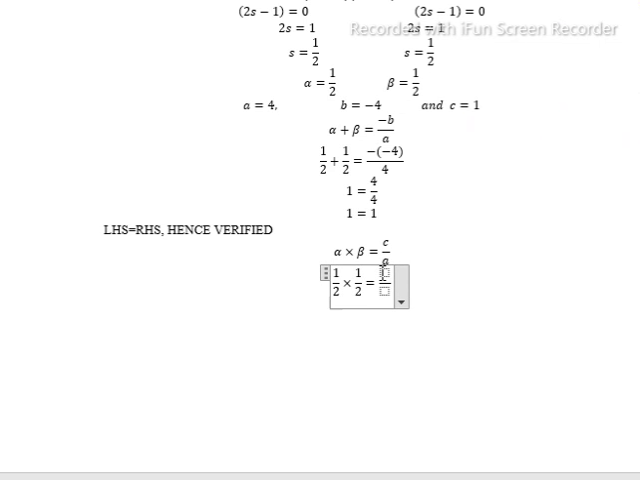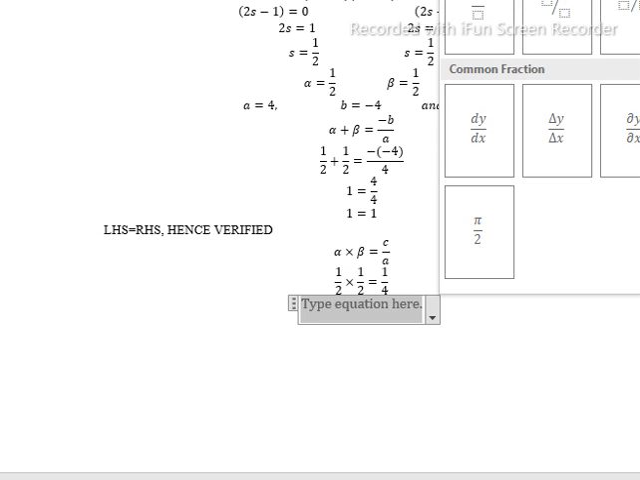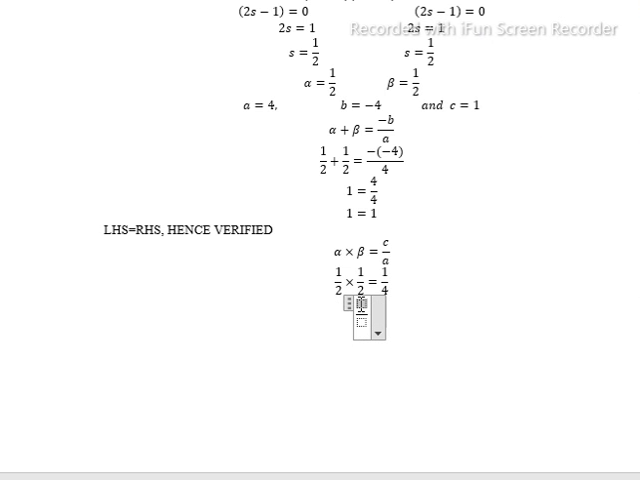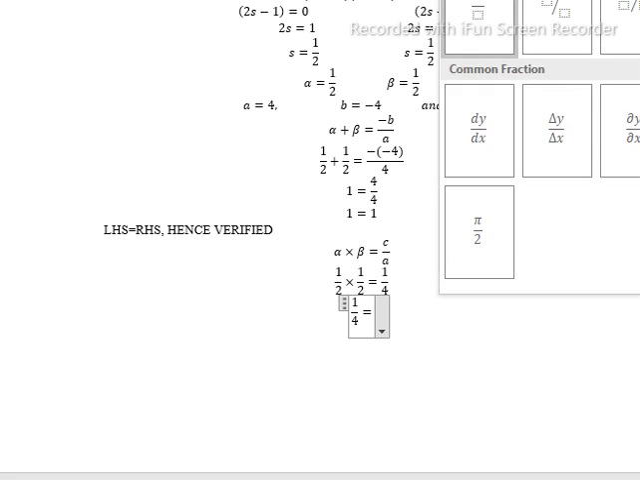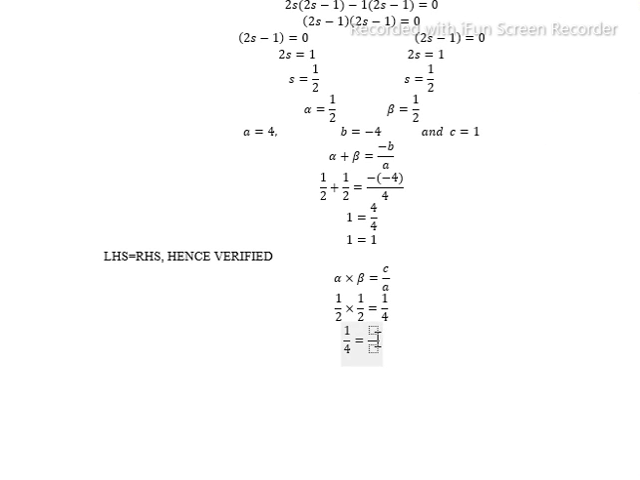What is the value of c? C is 1 and a is 4. Now 1 by 2 multiplied by 1 by 2 is 1 by 4, since 2 times 2 is 4. So 1 by 4 is equal to 1 by 4. Here also LHS is equal to RHS, hence verified.